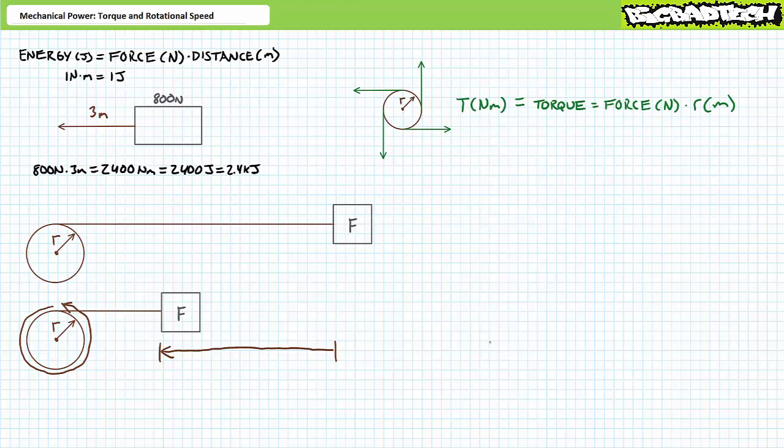Getting back to the point of torque being proportional to both force and radius, we get the formula torque equals force times radius. Longer lever, more torque. Smaller lever, less torque. More force, more torque. Less force, less torque.